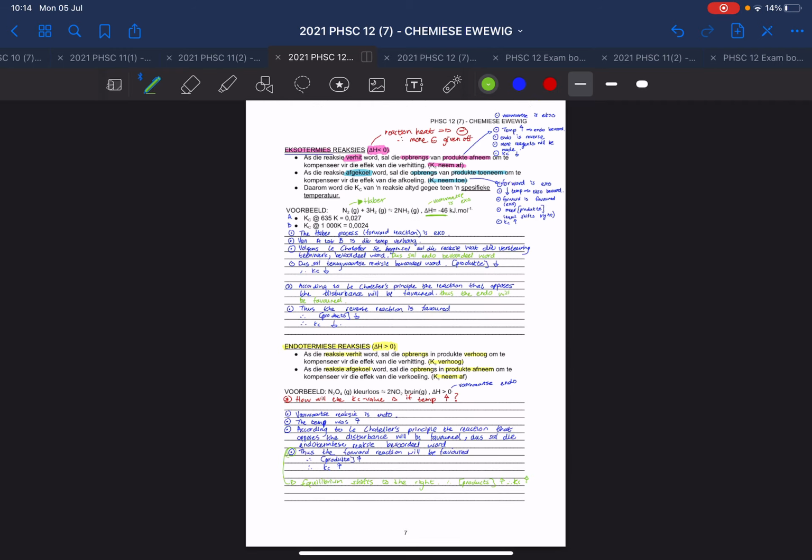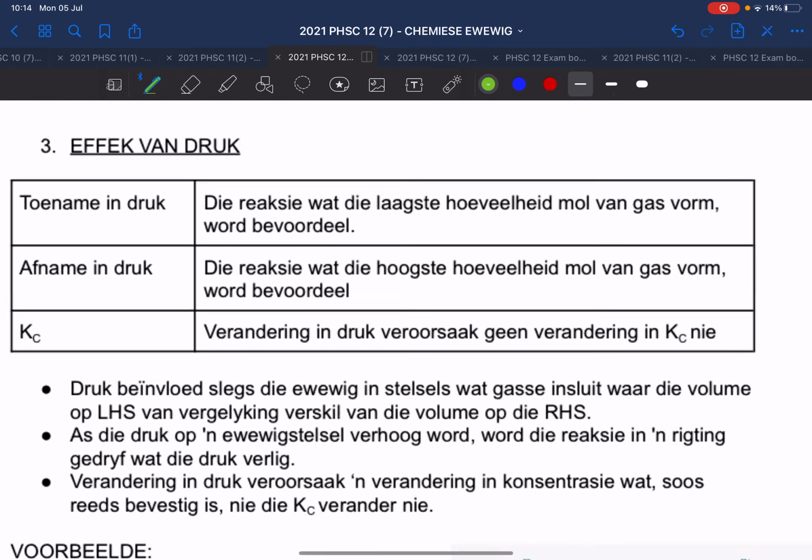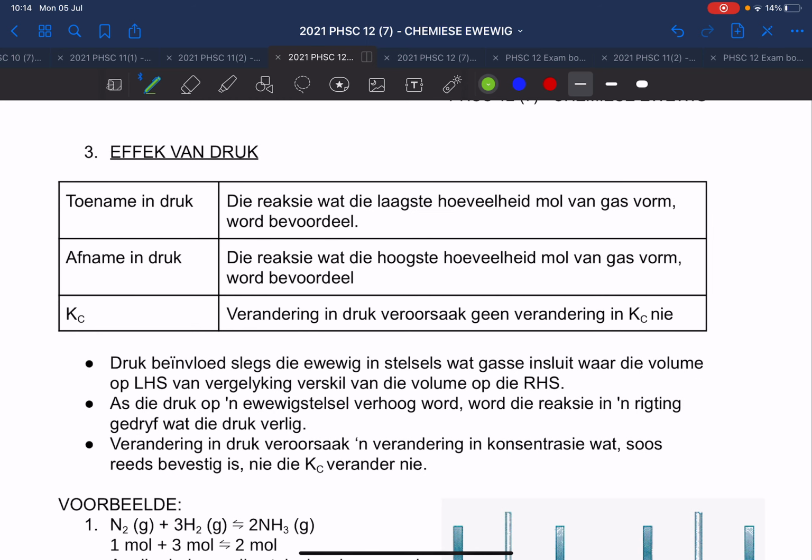Reg. Dan die effek van druk, the effect of pressure. Now pressure has only an effect if we work with gases, gasse. Okay.